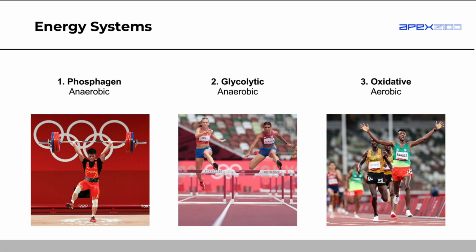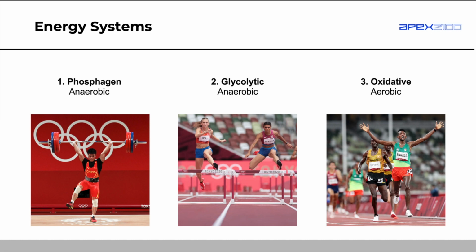The next one is glycolytic, which is also anaerobic, so without oxygen. A 400-meter runner will rely on the glycolytic system. It supports high-intensity efforts, but with sort of a limited duration. And the glycolytic system is the one that produces lactate. So that lactate burn is primarily coming from usage of that glycolytic system.